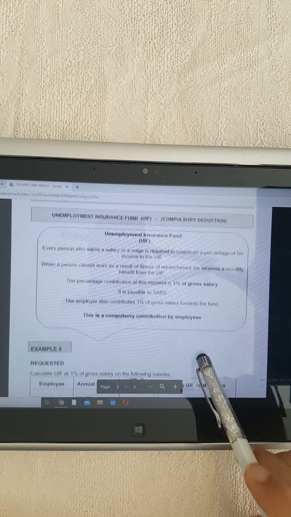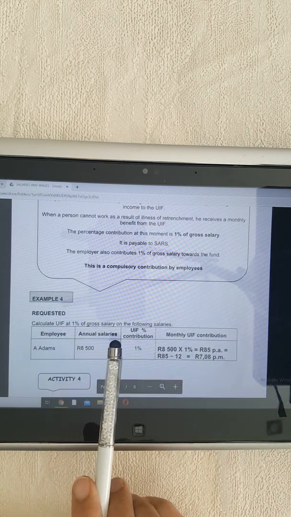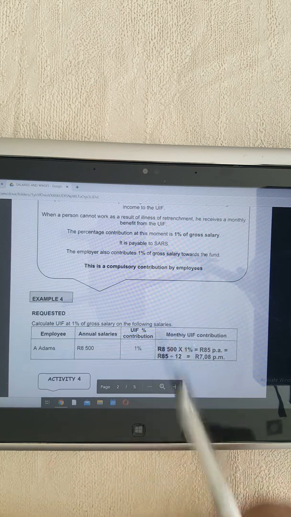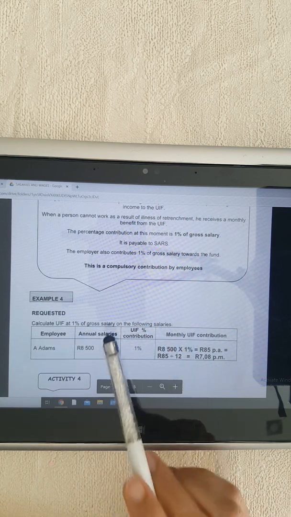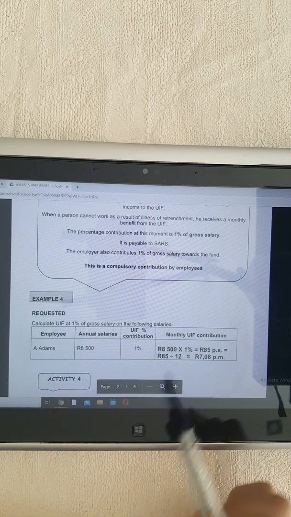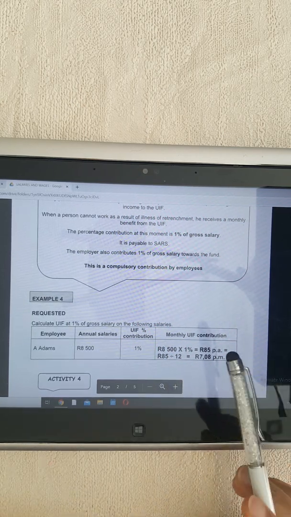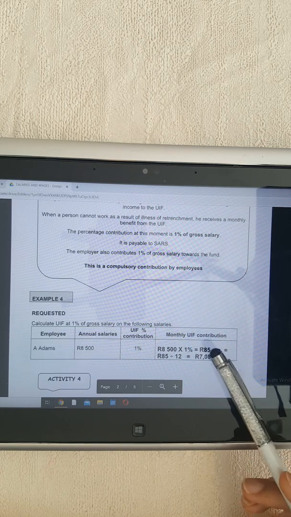So let's look at an example. It's very simple. Calculate the UIF at 1% of the gross salary on the following salary scales. So he is earning 8,500 Rand. We're still with Adams. He has to contribute 1% of his UIF. If they didn't tell you 1%, you need to know that it's 1%. It's compulsory, right? 1%. So his monthly amount.